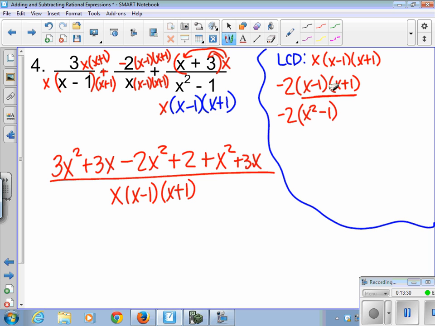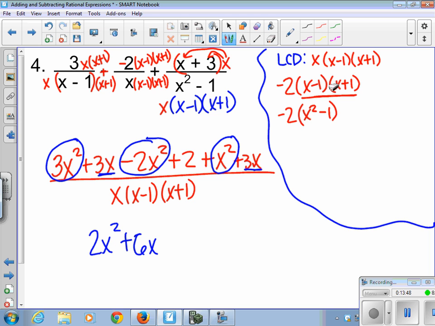Now, let's combine like terms. So I'm going to say 3x squared minus 2x squared is 1x squared. And 1x squared plus another x squared is just going to be 2x squared. Now, my 3x and 3x will combine to give me a 6x. And then I've got a plus 2 left over. And so then that's over my common denominator.